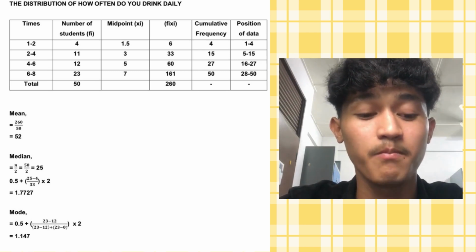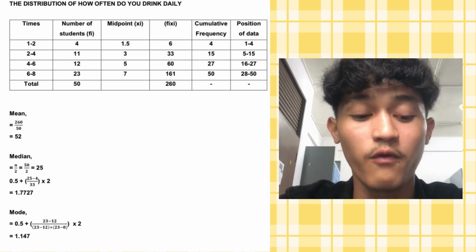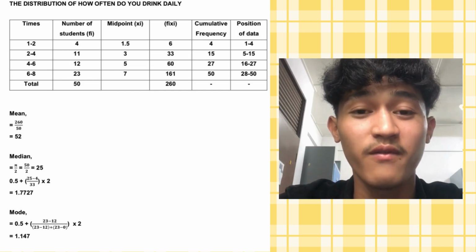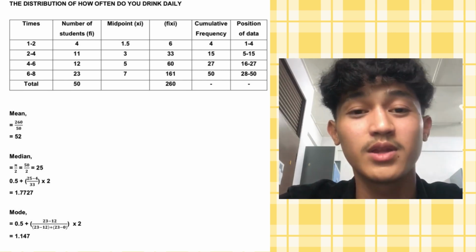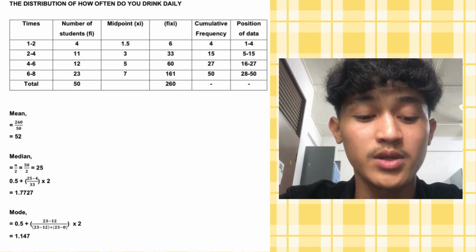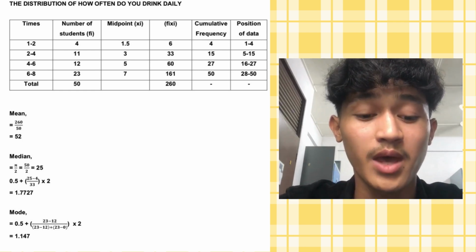For the calculation, mean is 260 over 50 equal to 52. For median, n over 2 equal 50 over 2 equal 25. 0.5 plus in bracket 25 minus 4 over 33 times 2 equal to 1.7727. For mod, 0.5 plus in bracket 23 minus 12 over 23 minus 12 plus 23 minus 0 times 2 equal 1.147.